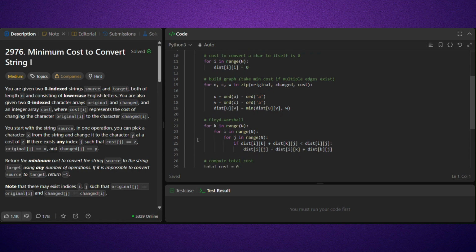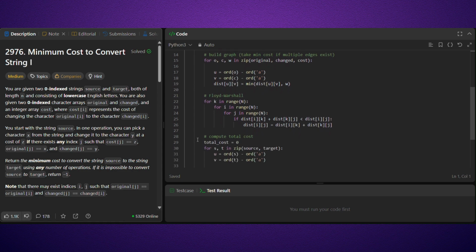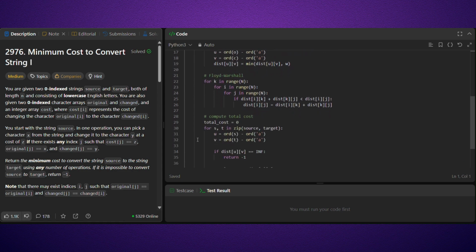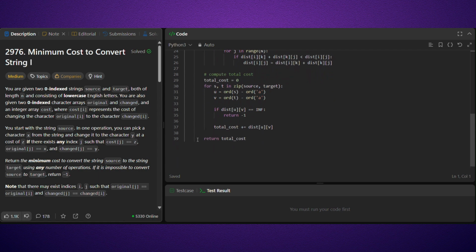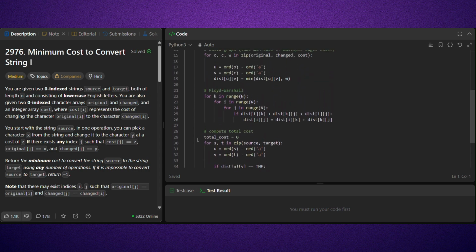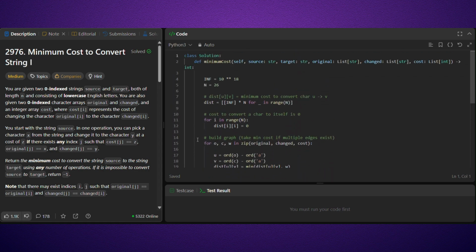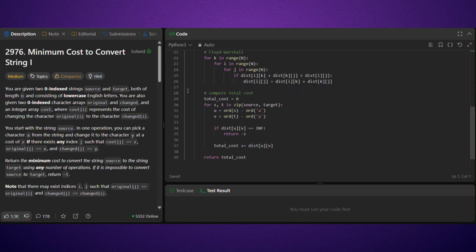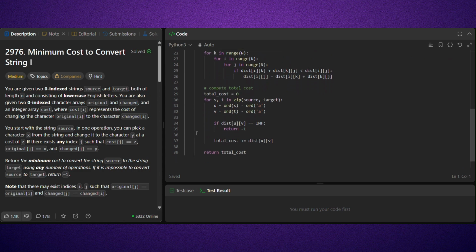For every given rule that converts one character into another with a certain cost, we record the cheapest known cost for that direct conversion. After setting up the direct conversions, we improve the table by allowing indirect conversions. For every possible intermediate character, we check whether converting from one character to another through that intermediate character is cheaper than the currently known cost. If it is, we update the cost. By the end of this process, we know the minimum possible cost to convert any character into any other character, whether directly or through a chain of conversions.